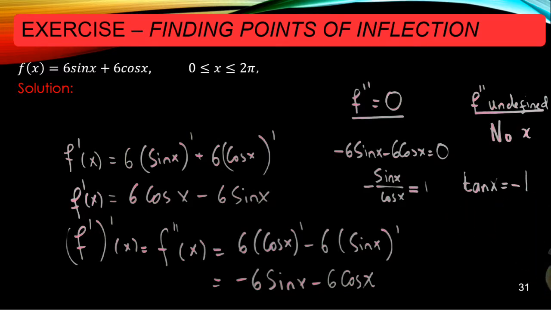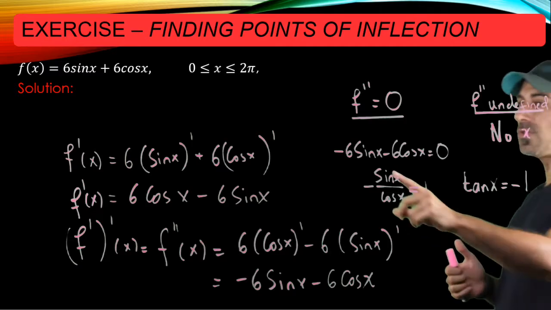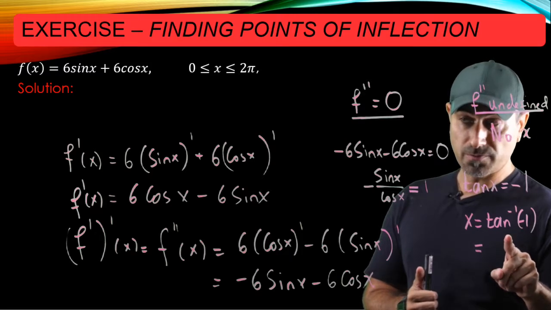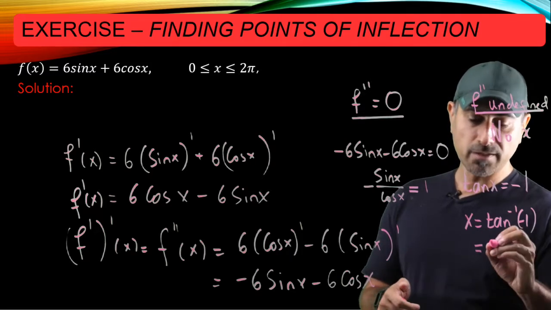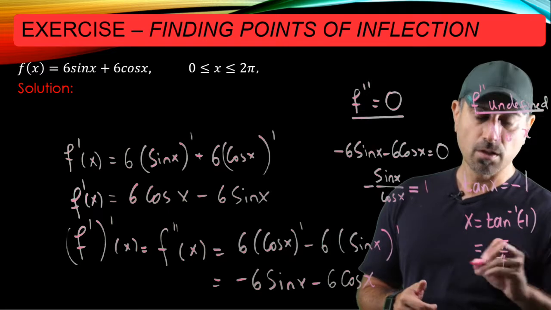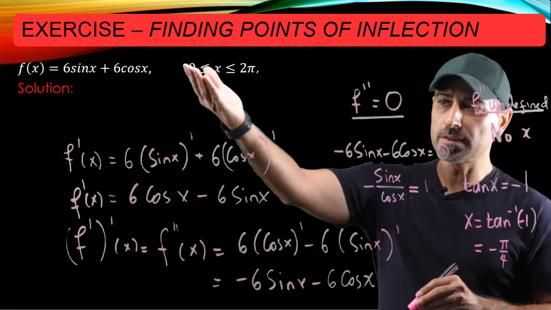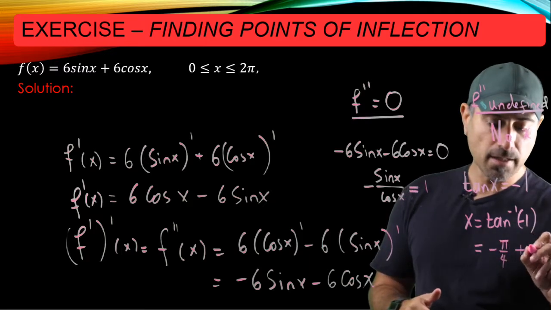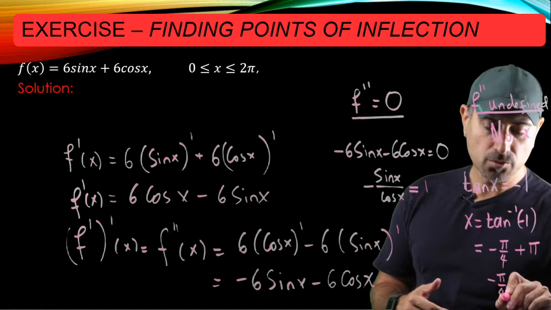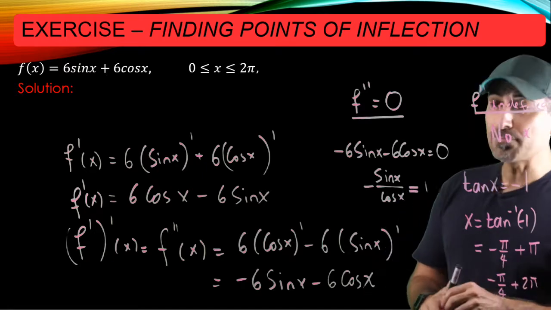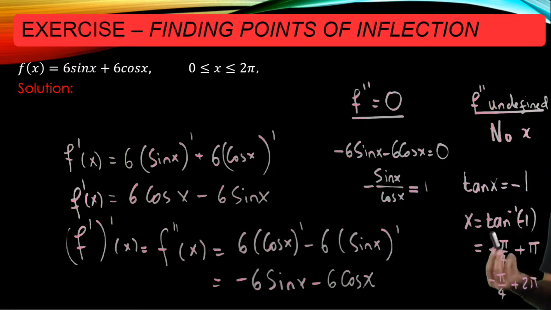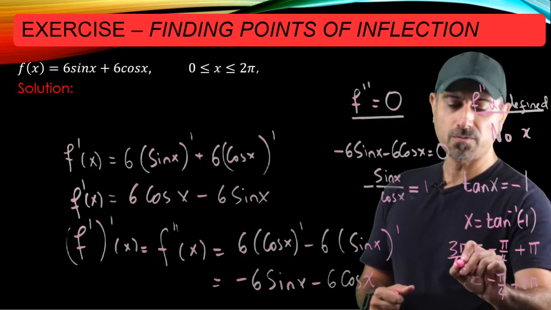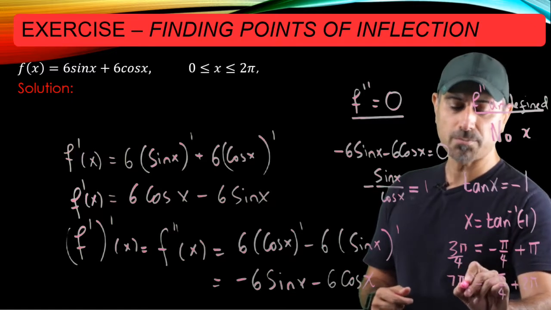You can use the unit circle for that because our interval is 0 to 2 pi. If you use your TI-84 to find this, you will have negative pi over 4 in the output, but negative pi over 4 is not in this interval. So what we can do is add pi and 2 pi to get the same terminal side for the angle negative pi over 4. One should be equal to 3 pi over 4, the other one should be equal to 7 pi over 4.